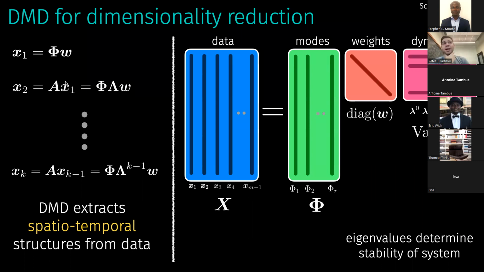But then we can substitute in our representation for x1 on the previous line. But then remember that this phi matrix is a matrix of eigenvectors. So A times phi is just phi times lambda. Lambda is the matrix of eigenvalues. And we can continue that process indefinitely. And you can represent any measurement, xk, in this form. So the eigenvectors times a power of the eigenvalues times this w. And the w is just a vector that corresponds to how much of each eigenvector is in the initial measurement.